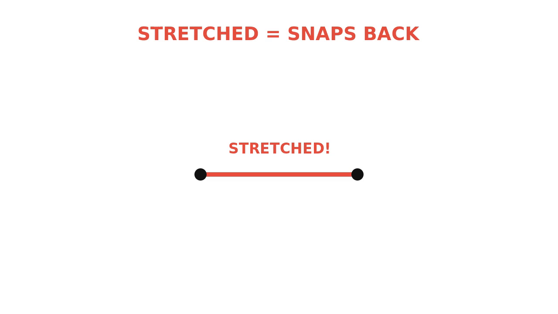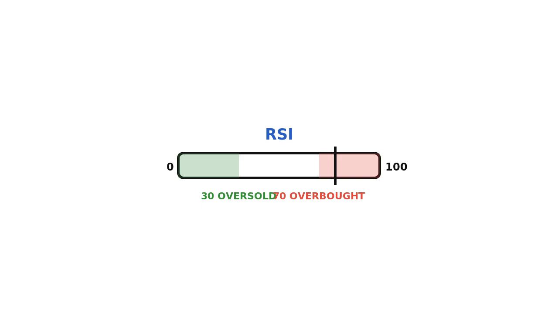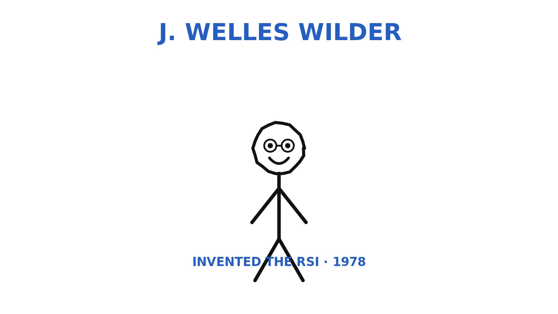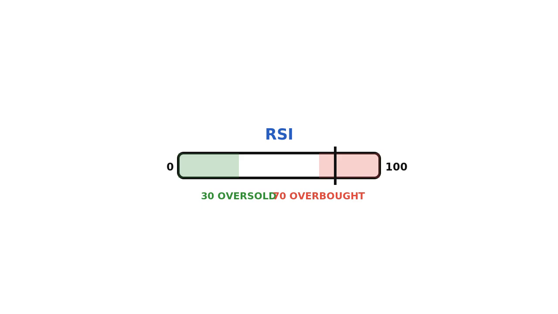The rubber band wants to return to its resting shape, but staring at a chart and guessing how stretched it is feels vague. So technical traders use a tool that puts a hard number on it, and it is the most famous one of its kind, the RSI, the Relative Strength Index. It was created by an engineer named J. Wells Wilder back in 1978. The RSI takes the price action and boils it down to a single number between 0 and 100. And it comes with two famous lines.